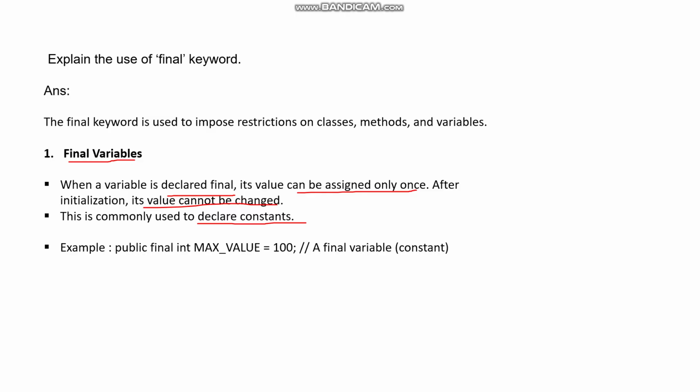I'll give a simple example: public final int MAX_VALUE = 100. MAX_VALUE is a variable, and it is called a final variable because it has the final keyword. Whenever there is a final keyword, it is called a final variable and it becomes a constant. The MAX_VALUE is 100, and this value cannot be changed during the complete program.